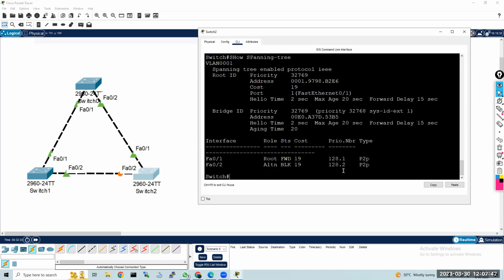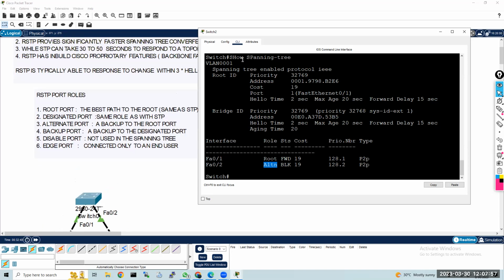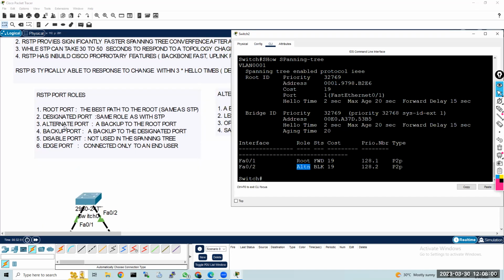Here one is a root port and another one is your alternate port. What is the job of the alternate port? It acts as your alternate port for the root port, which I have written here. Can you see? What is the alternate port? A backup for the root port. This port acts as a backup for that root port.